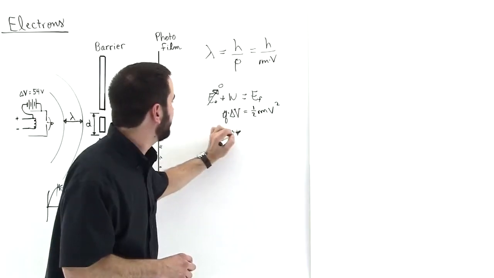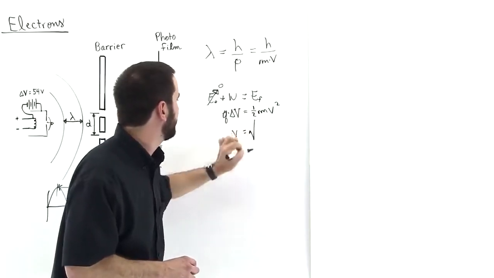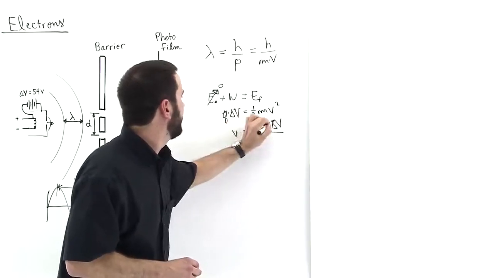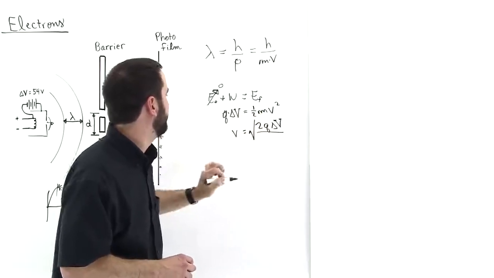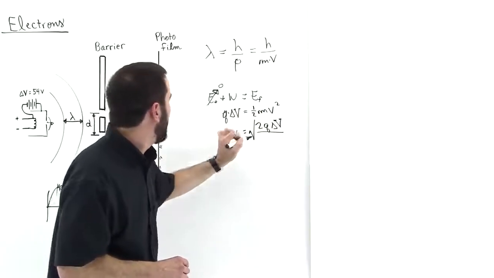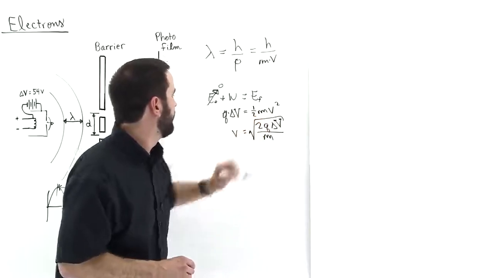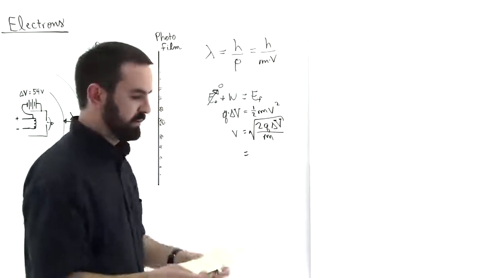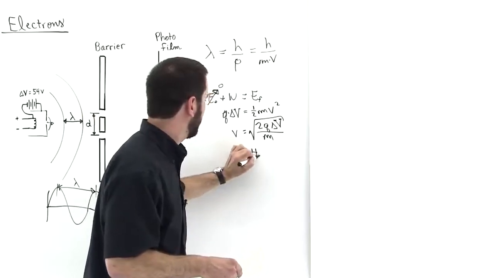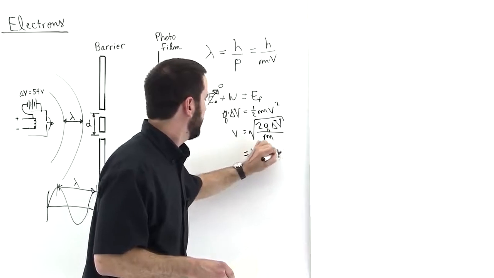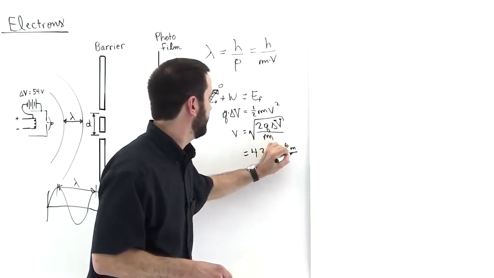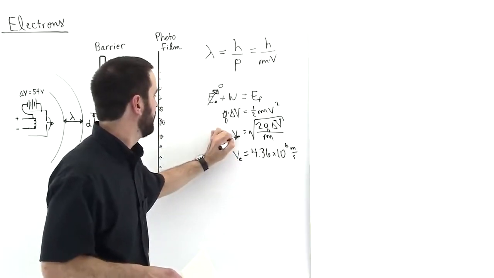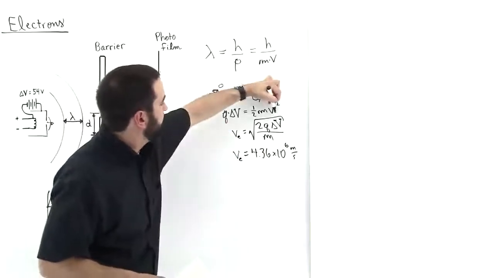So we'll solve for the velocity of the electron, and we get that the velocity is equal to the square root of 2q delta V divided by m. It's the square root of all of that, right? And if we calculate this number, we will get 4.36 times 10 to the 6th meters per second. So that is the velocity of the electron.